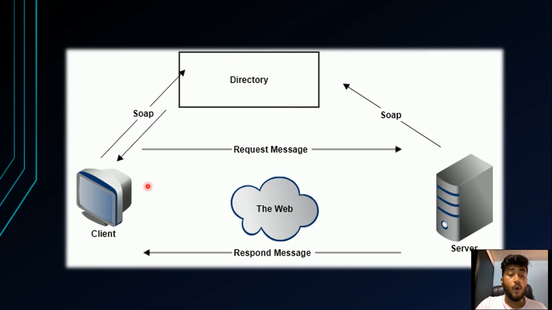After finding out what services the client wants to use, the client sends a request message to the server. This message is in XML format, and the server responds to the client. This message is formatted in XML format as well. Sometimes it can be HTTP as well.